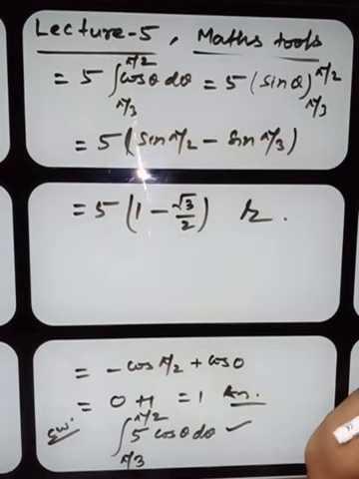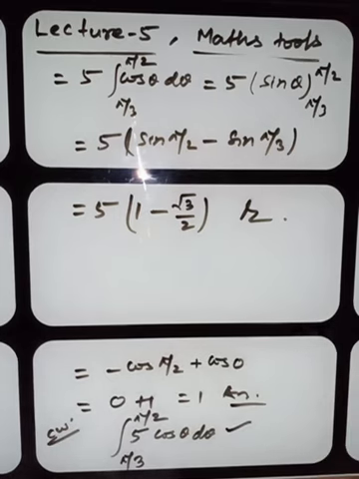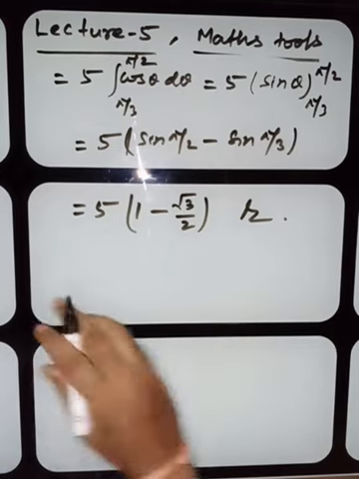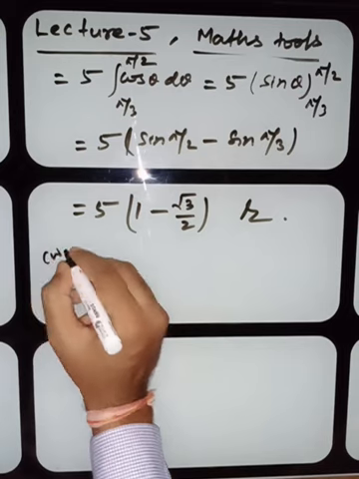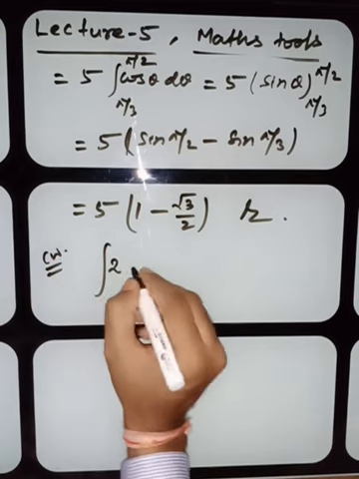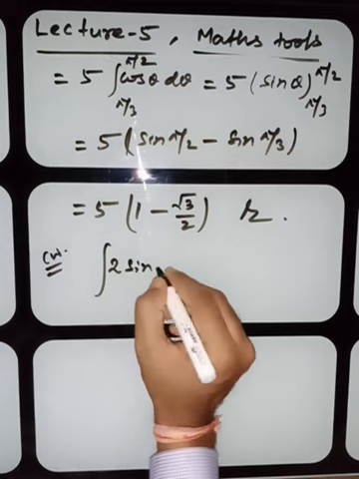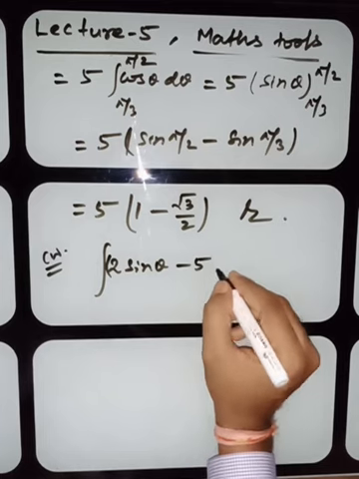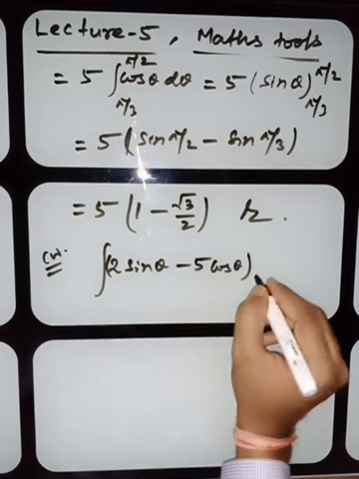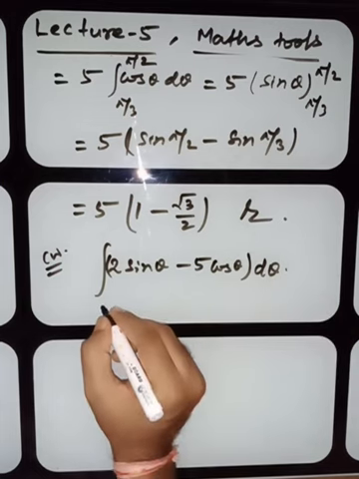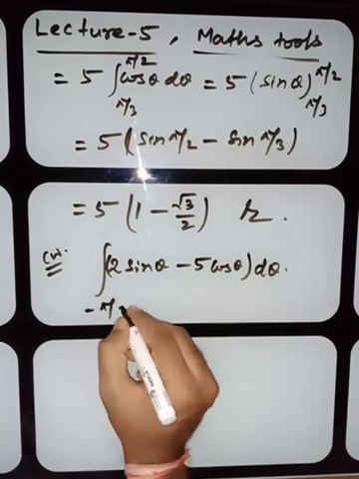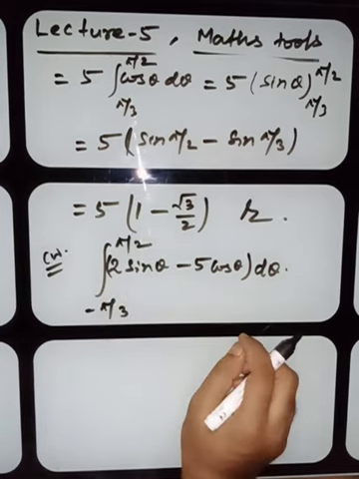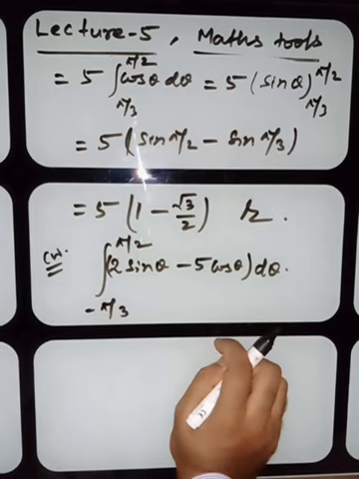Now you should solve this. This is your answer. Okay, my dear student, one more question. Okay, last classwork, and then after that I'll give you some homework overall. All right. So classwork: integration of 2 sine theta minus 5 cos theta d theta, integrated from minus pi by 3 to pi by 2.